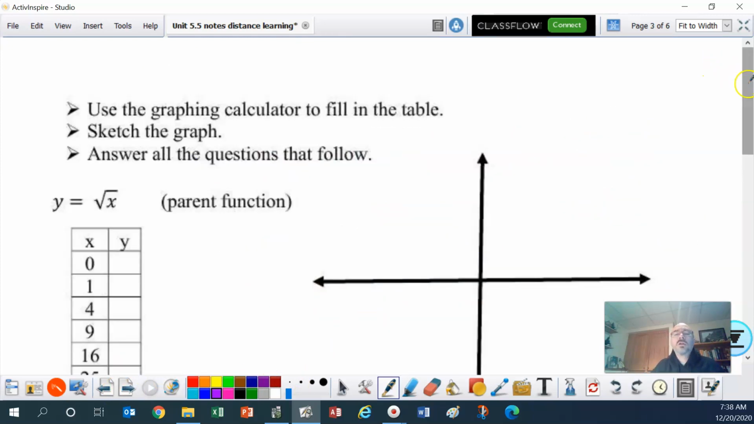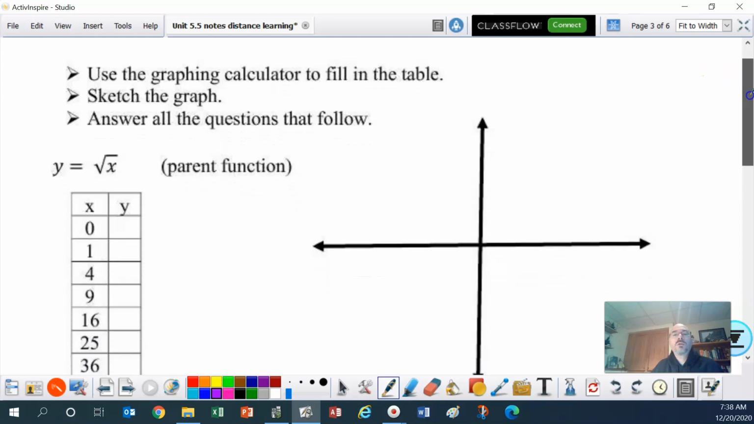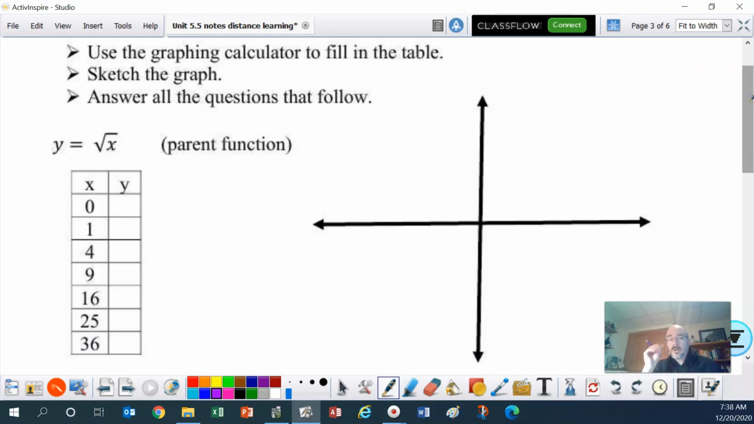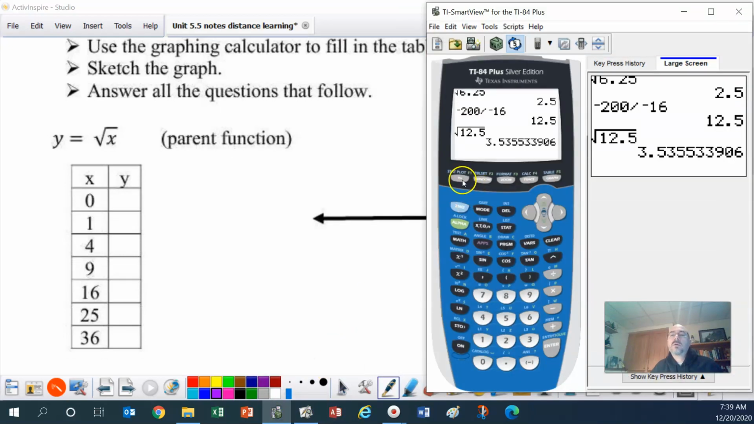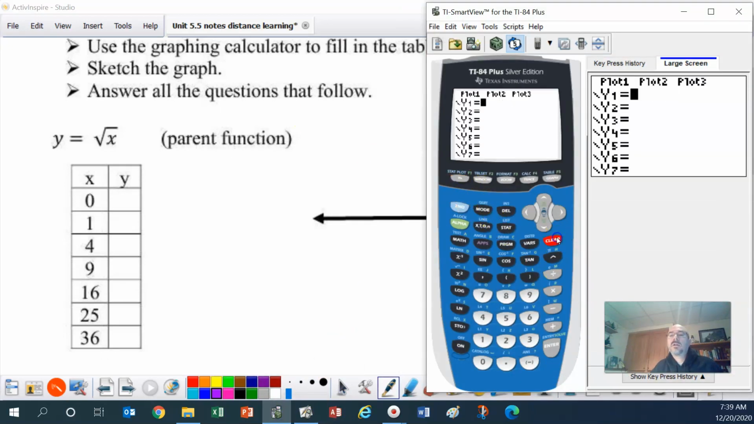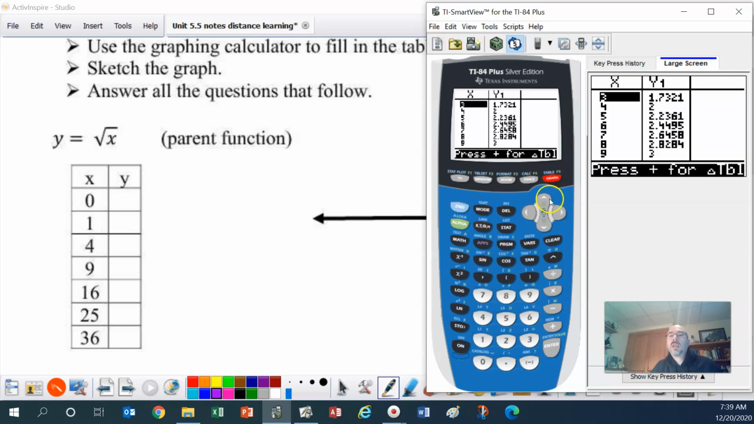Okay, so we're going to look at what square roots look like on the calculator. We're going to use the graphing calculator to fill in the table. We're going to sketch the graph, and then we're going to answer the questions. So we're going to start off with the parent function. On our calculator, we're going to go to our y equals, clear out anything that's in there, and put the square root of x. All right, now we're going to go to the table, and I'm going to fill in the table.